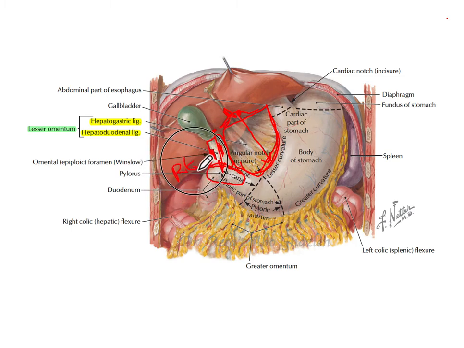If this is the right side and this is the left side, there are three structures, two anterior and one posterior. Starting from the right, there will be a bile duct here, and anteriorly also to the left the hepatic artery, and posteriorly there is the portal vein. So three structures. It's very important.